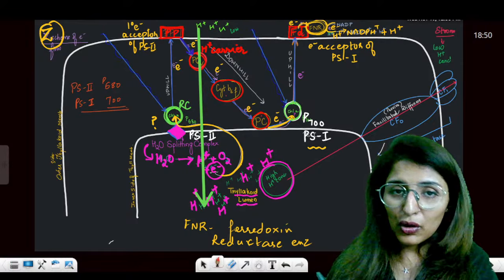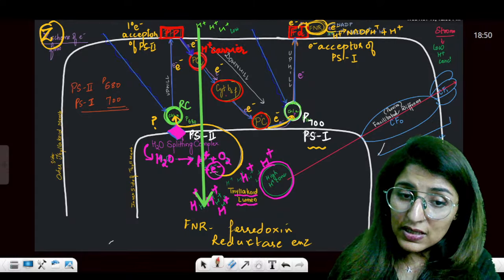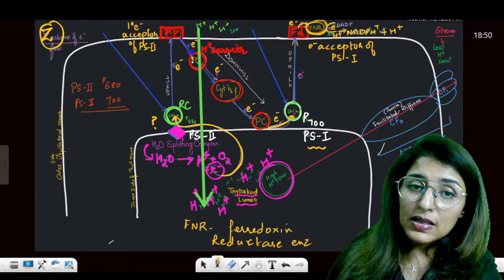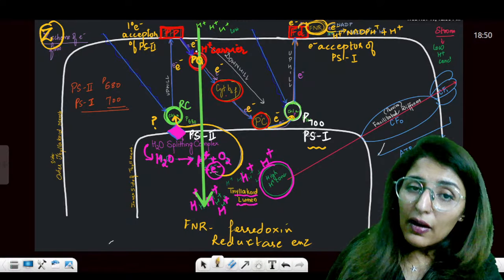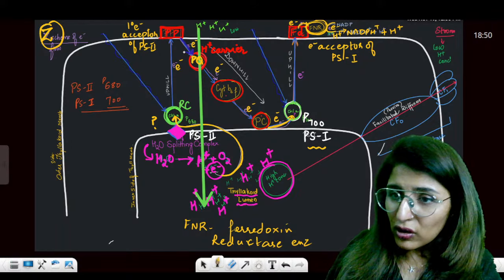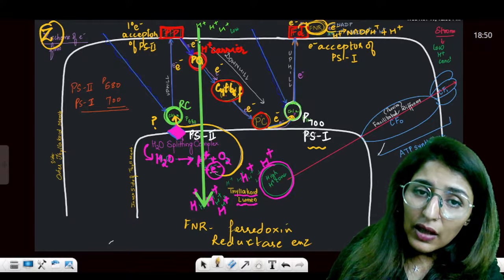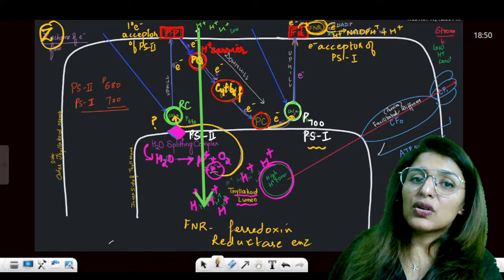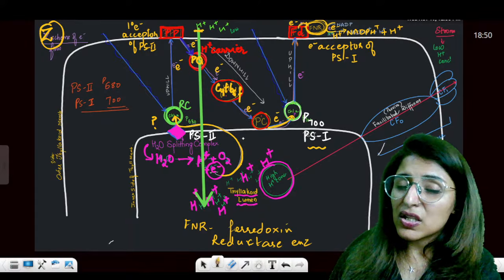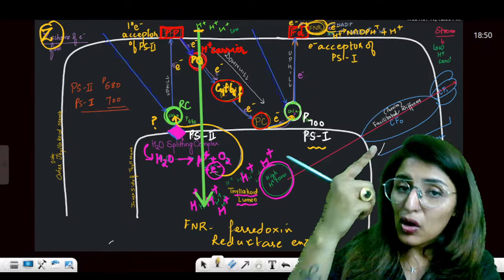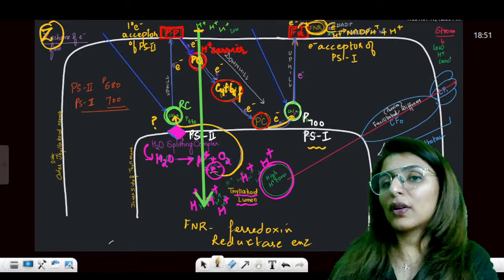Right? Then I'll do your work. So PQ is one such guy. In order to pass on the electron from PQ to cytochrome b6f, PQ, plastoquinone, is going to transfer H positive ions from the stroma into the thylakoid membrane.